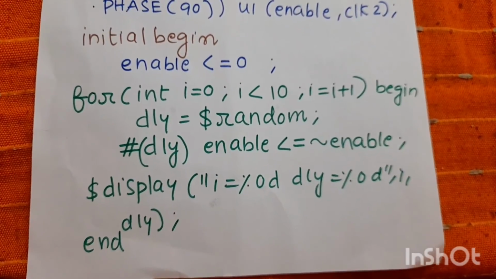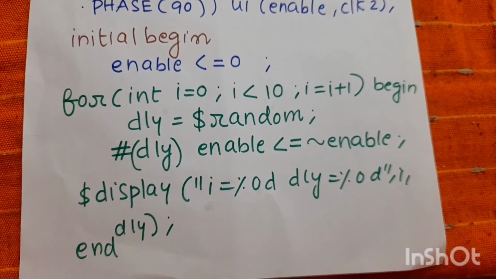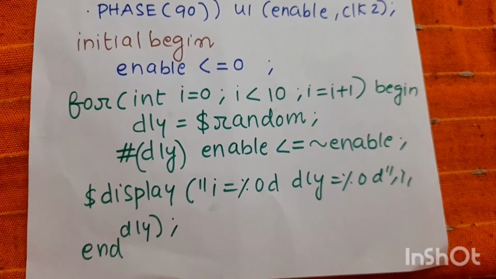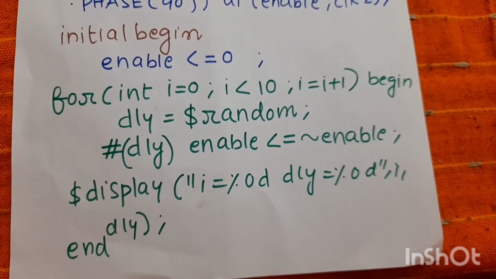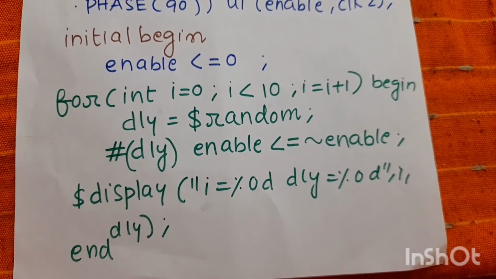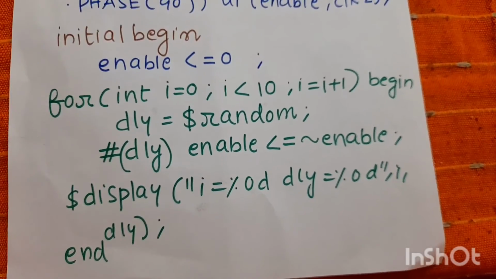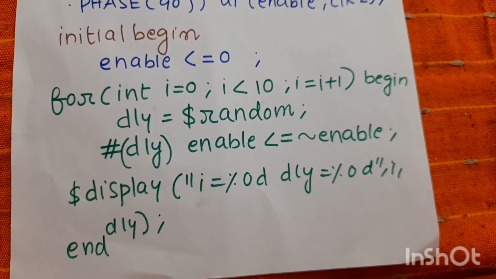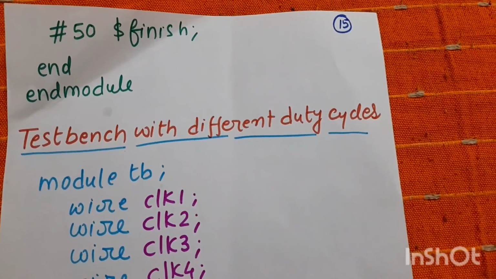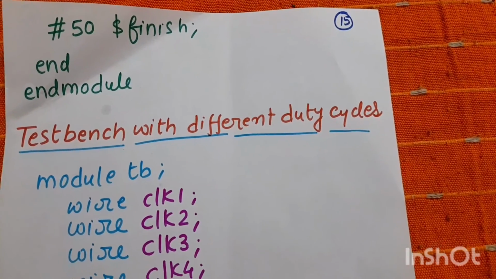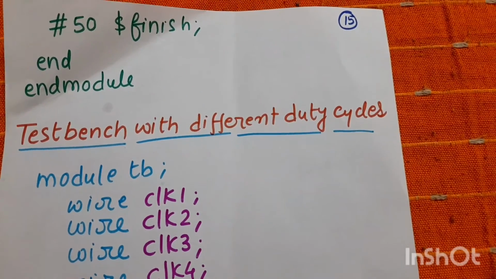Inside the initial begin end statement, initially enable has been set to 0. Then inside the for loop, it would run 10 times. Delay is equal to $random, every time generated from the system task $random. Then #delay, we will wait for the delay time period, then enable toggles, and we will display the values of I and delay. This will be repeated 10 times. After #50 time units, the $finish statement would be called, and we end the module for the test bench with different phases.